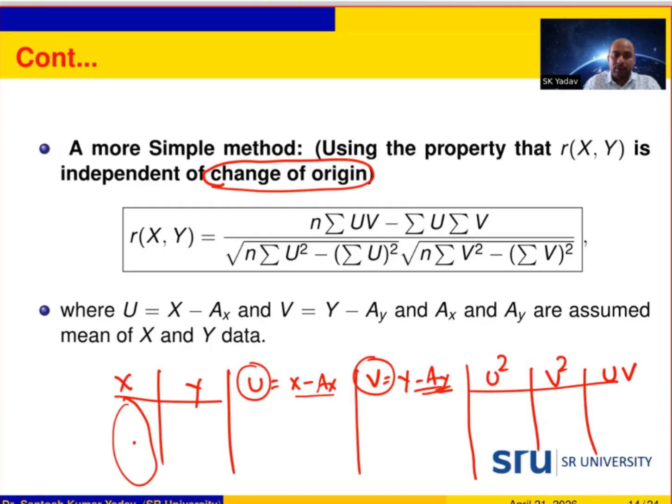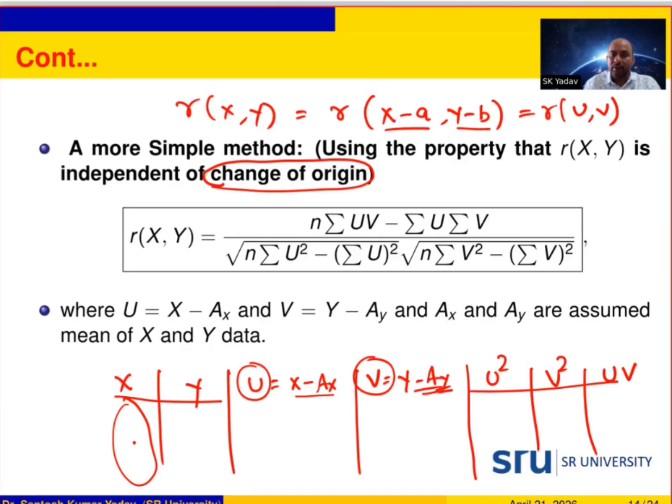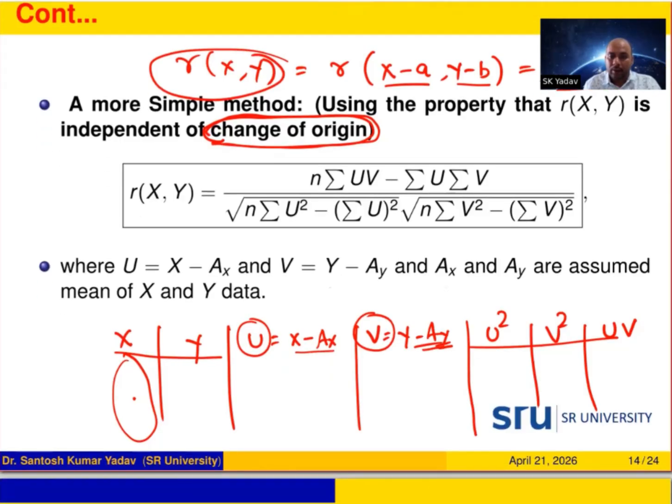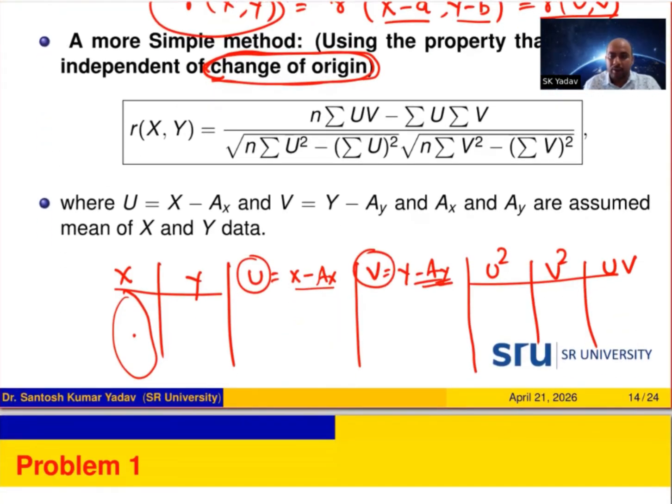Because r of (x, y) is equal to r of (x minus a, y minus b), which equals r of (u, v), where x minus a is u and y minus b is v. This is because change of origin has no effect on correlation. So r of xy equals r of uv. This property can be used in the exam when you have larger numbers x and y.